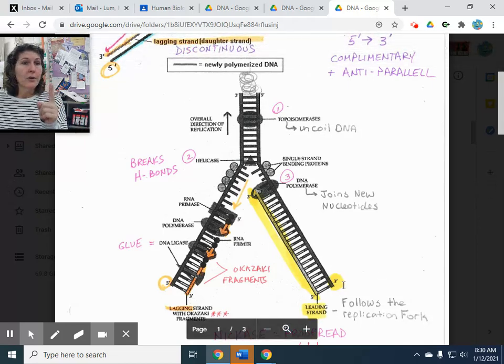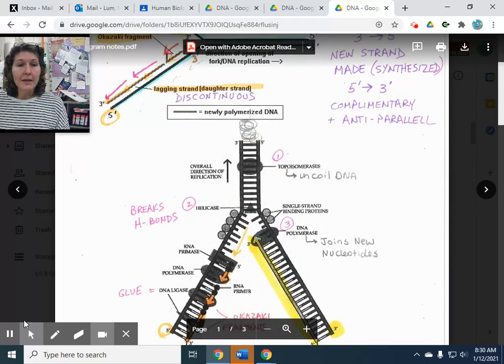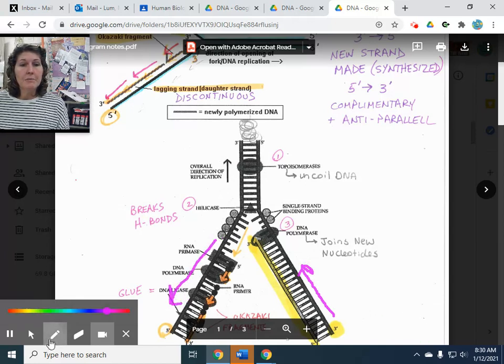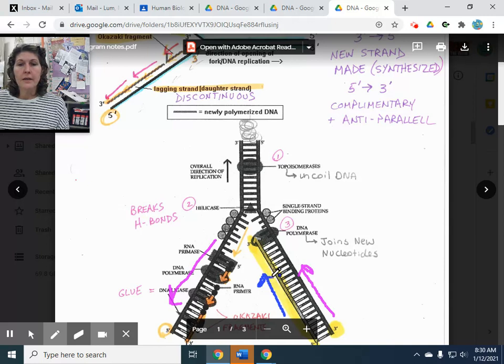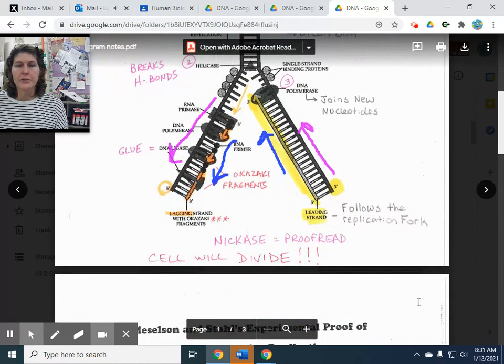DNA gets read, the old strand, 3' to 5'. So it is going in that particular direction, 3' to 5'. It's being read in this direction here. This DNA is being read in this direction here, 3' to 5'. DNA gets made 5' to 3'. It is getting made in this direction. It is getting made in this direction. They are anti-parallel, is what you guys are seeing here.